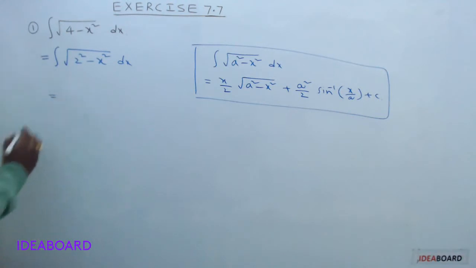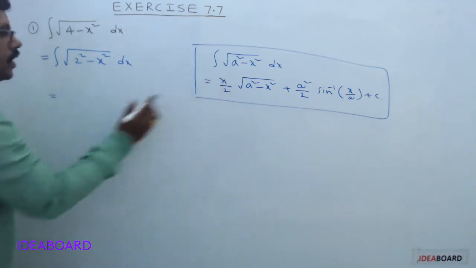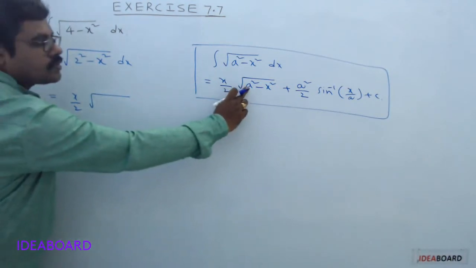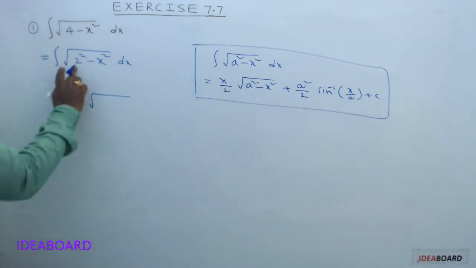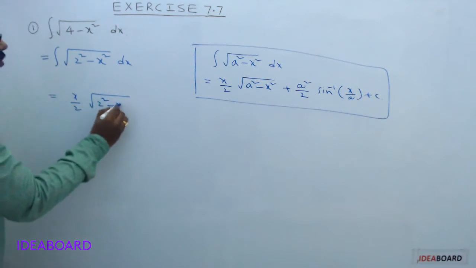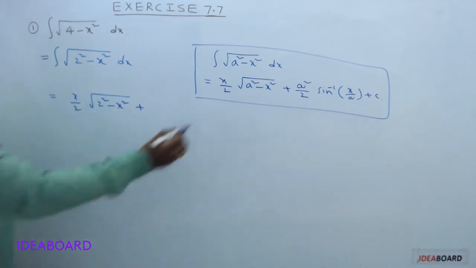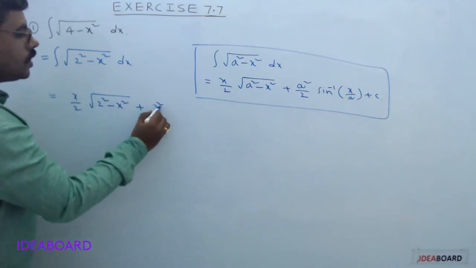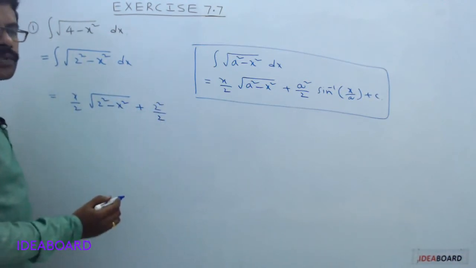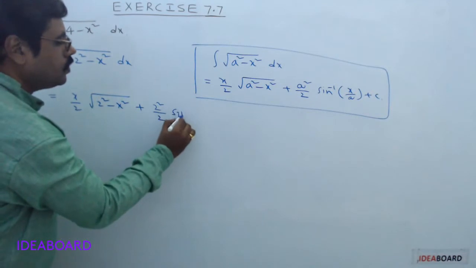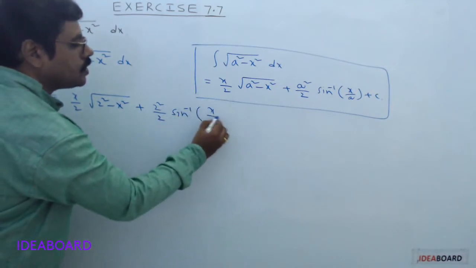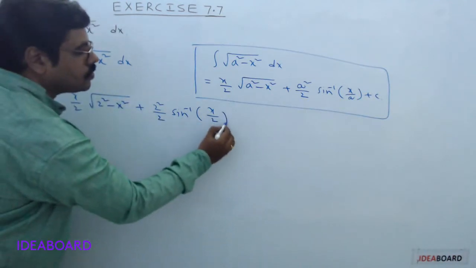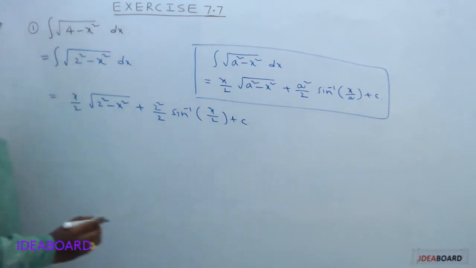So what is the answer? x divided by 2 into square root of a square minus x square, with a value 2, so 2 square minus x square, plus a square divided by 2, with a value 2, so 2 square divided by 2, into sine inverse of x divided by a, your a value is 2, plus constant c.